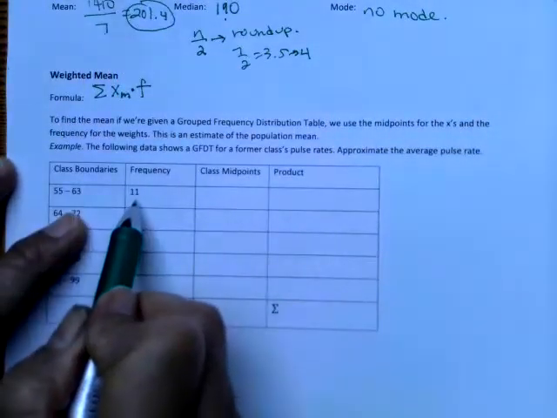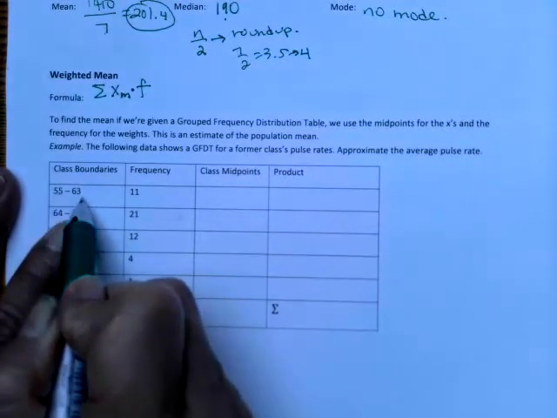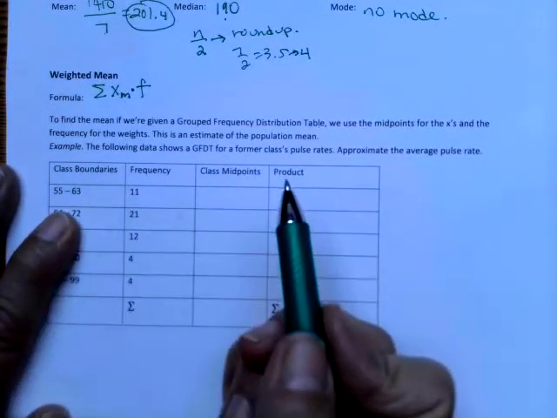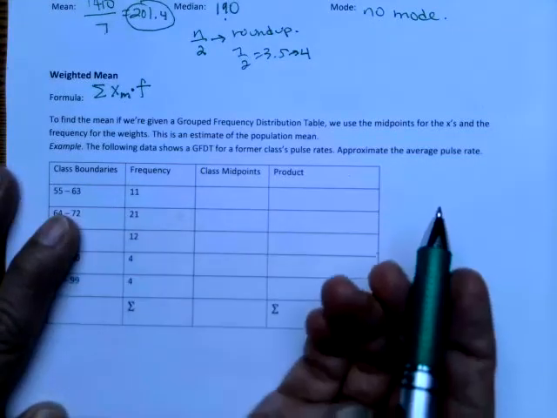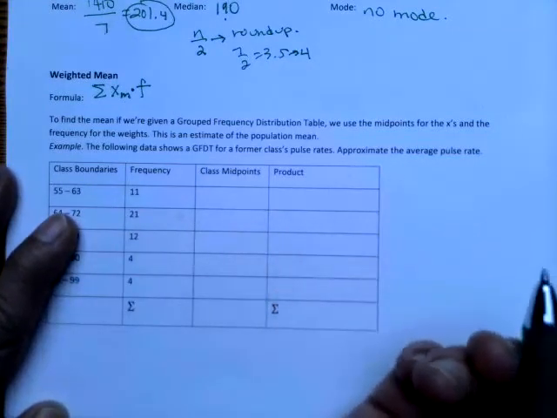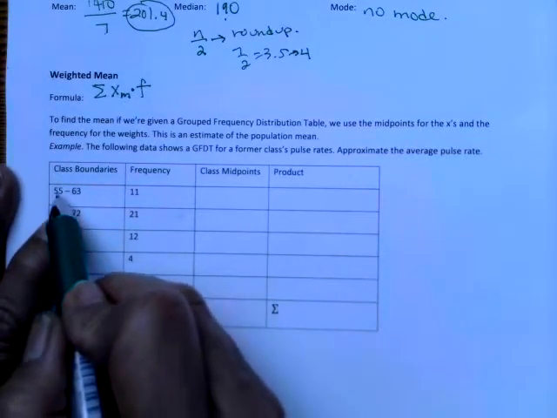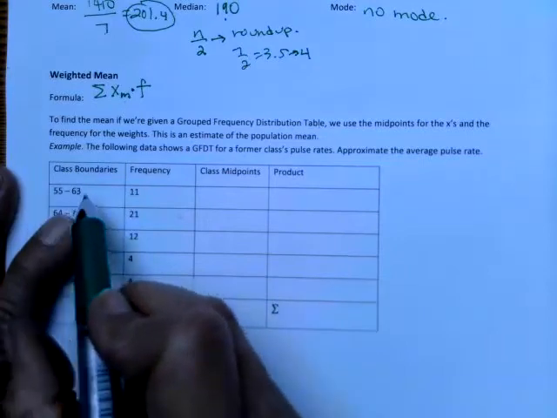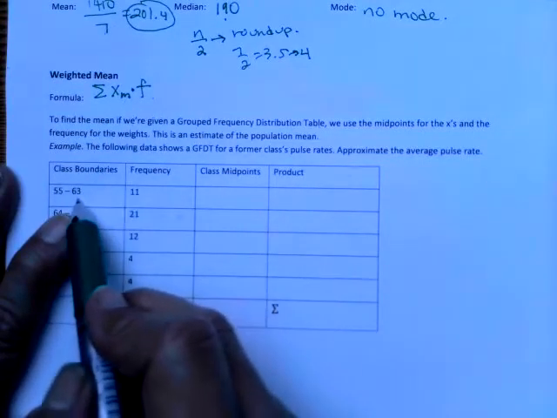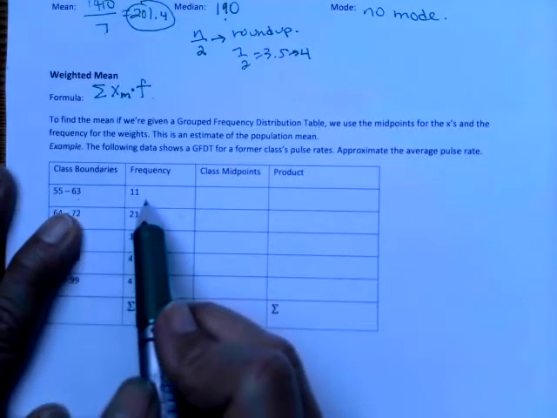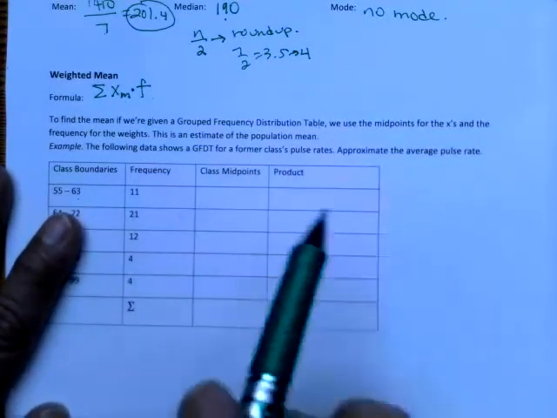So it's kind of like all of these 11 values that are somewhere between 55 and 63. I don't know what they are. I just know I have 11 in that range. So I need to somehow account for those. So what we do is we use the midpoint of this class as a stand-in for each individual value. And so we're going to multiply those. So it's like I have 11 of whatever that middle value is instead of the 11 individual values. So it's going to be an estimate, but it's what we've got.